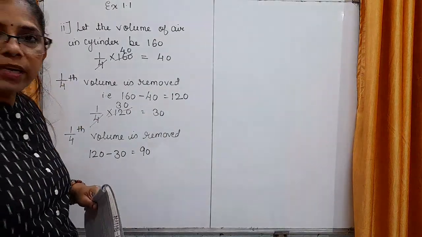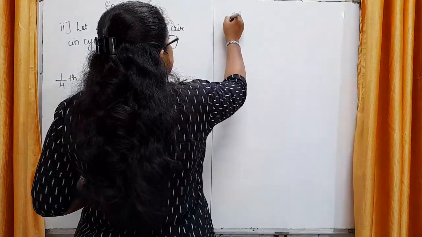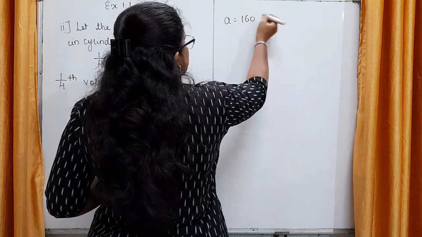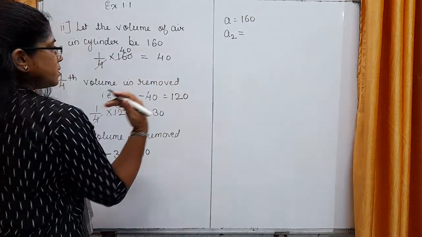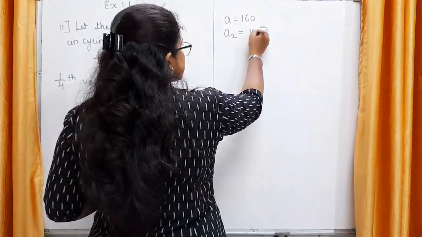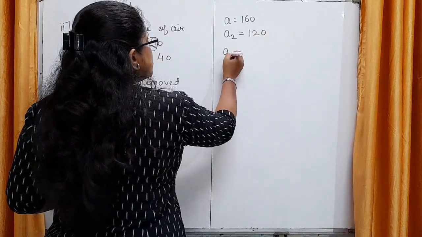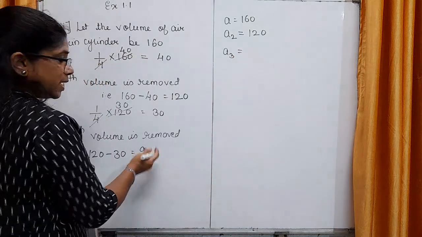Now we have three terms in our hand. Initially it is 160. After removing 1/4 volume, 120 is remaining. Again after removing 1/4 from this, 90 is remaining.